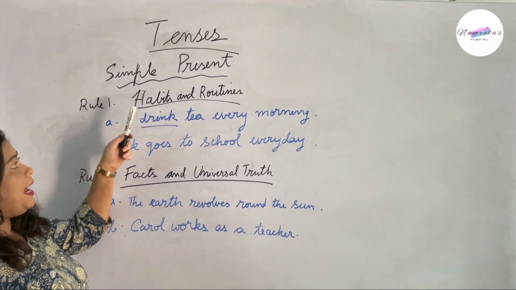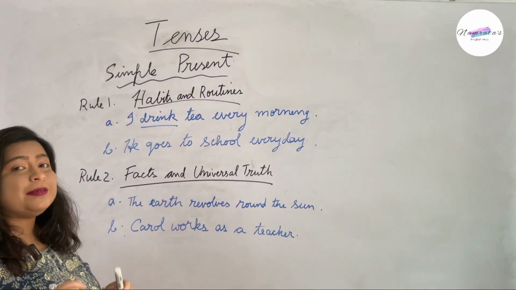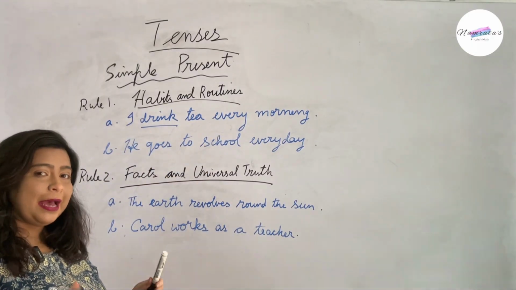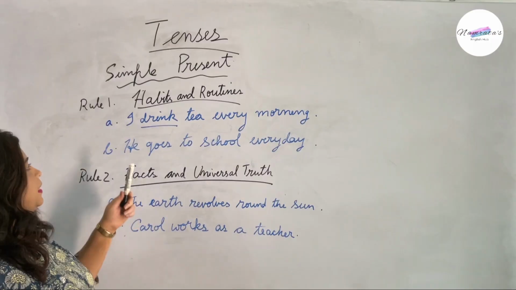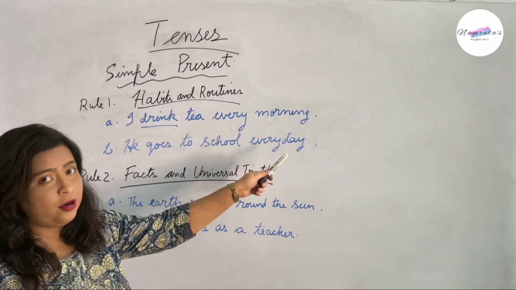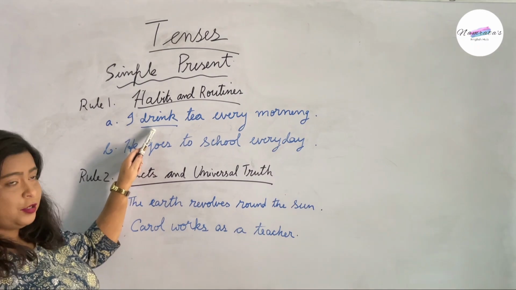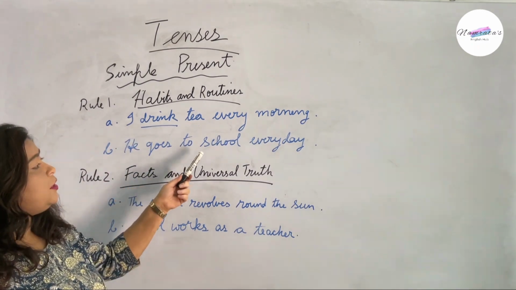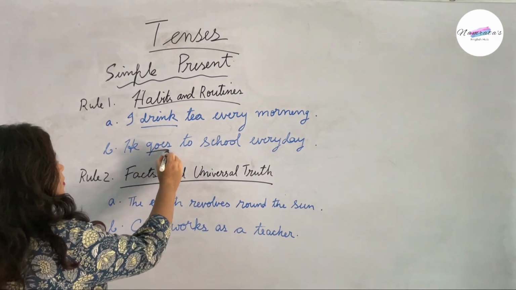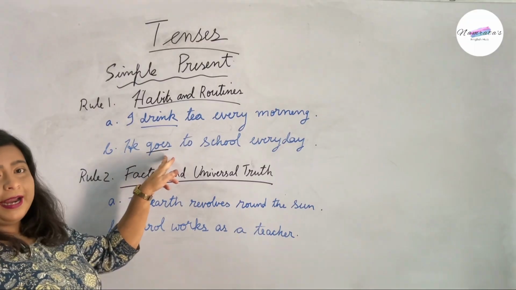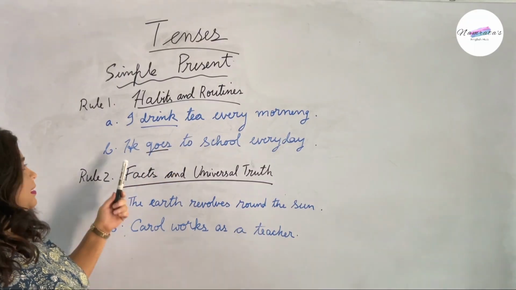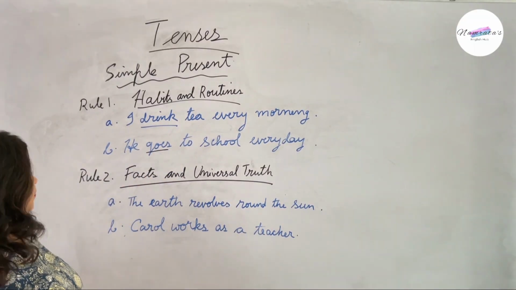First rule, habits and routines. We use simple present tense in case of habits and routines. For example, I drink tea every morning. I, first person, so no s after the verb, just drink. He goes to school every day. Goes. So, es we are adding after the verb. Why? Because he is third person singular.